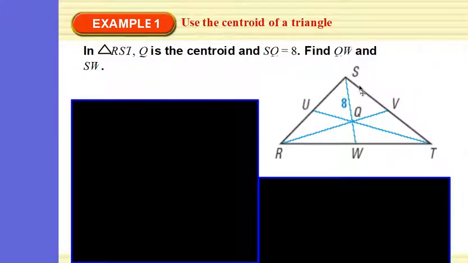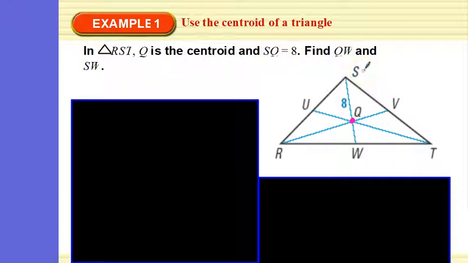In triangle RST, Q is the centroid and SQ is 8. Find QW and SW. Okay, so in triangle RST, Q is the centroid. SQ is 8. Find QW.